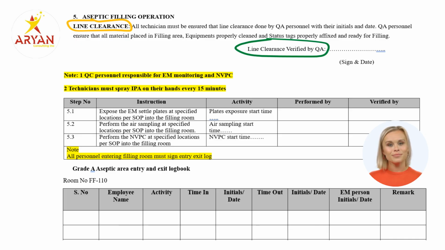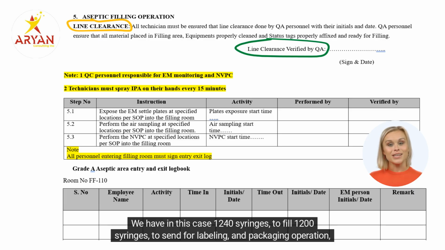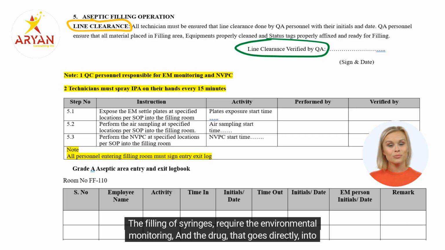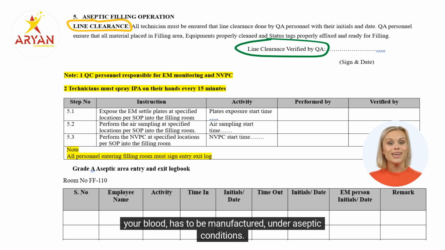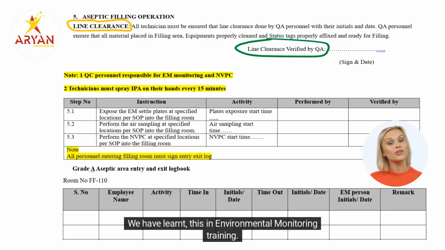After checking all is okay, QA signs off at line clearance space as you can see it on your screen circled in green. The final step of DP process is to fill the drug product into smallest units defined. We have in this case 1,240 syringes to fill, 1,200 syringes to send for labeling and packaging operation after this, which is the next stage of FDP. The filling of syringes requires the environmental monitoring, and the drug that goes directly into your blood has to be manufactured under aseptic conditions, which in other words means grade A and grade B. We have learned this in environmental monitoring training.